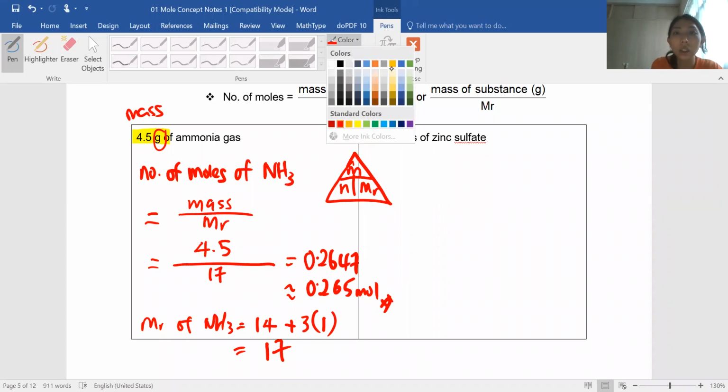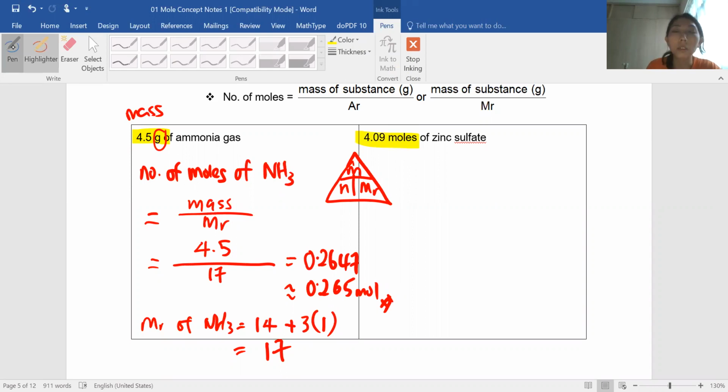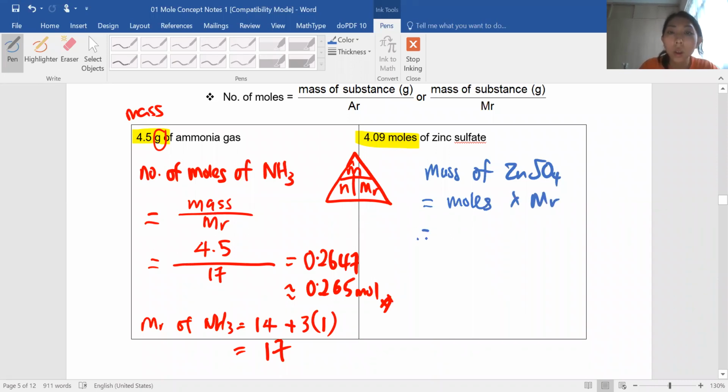Okay, let's try another question. 4.09 moles of zinc sulfate. So what I am given is moles, so I need to find the mass. Using the formula here in the center, the mass of zinc sulfate, formula is ZnSO4, is equal to the number of moles times MR. The number of moles is given in the question, 4.09. Now, what is the MR? Again, we need to find the MR from the periodic table.